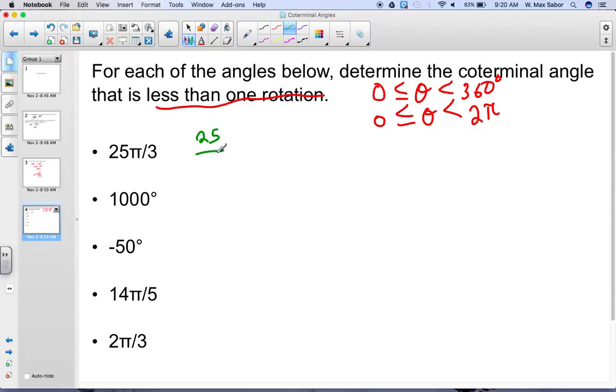So 25 thirds pi, well, that's the same thing as, I'm going to write this as a mixed number, 8 1/3 pi. There's an 8 pi as part of this problem, and 8 pi is definitely a multiple of 2 pi. So I'm going to subtract 8 pi. I could just subtract 2 pi 4 times, but I'm going to subtract 8 pi and then say that this is going to be coterminal with 1/3 pi.